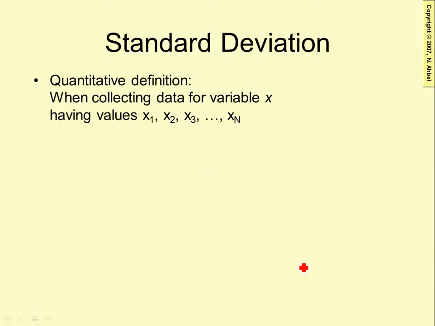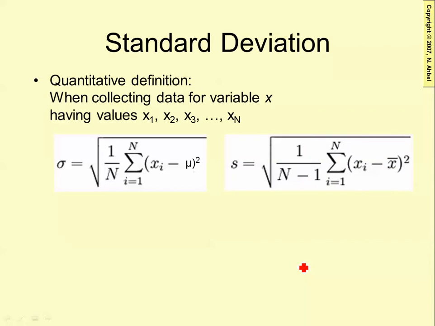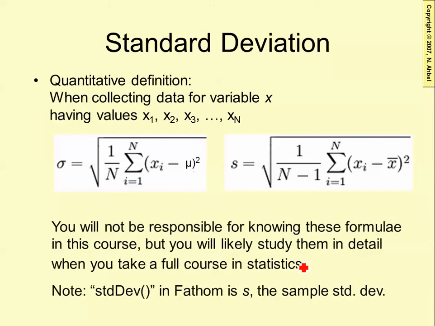The quantitative definition, when collecting data for a variable x having values x sub 1, x sub 2, up to x sub n, this is the population standard deviation, and this is the equation that we use for the sample standard deviation. Notice they use sigma notation, capital Greek S. You will not be responsible for knowing these formulas in this course, but you will likely study them in great detail when you take a full course in statistics, and that's an introduction to standard deviation.